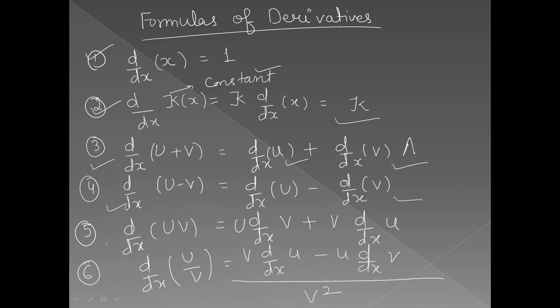This is the addition formula of derivative. This is the subtraction formula of derivative. And this is the product rule of derivative. And this is the division rule. So, we can say that derivative of u over v is equal to v derivative of u minus u derivative of v, divided by v squared.